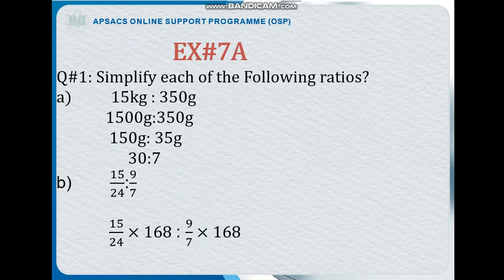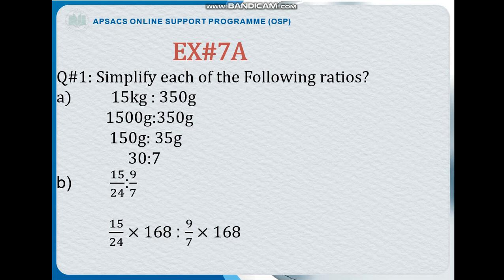Exercise 7a. Question number 1. Simplify each of the following ratios. A part is 15 kg ratio 350 gram. As we know, ratio is comparison between the same kind, so we convert kg into gram by multiplying by 1000. 1500 gram ratio 350 gram, which is 30:7 after simplifying.